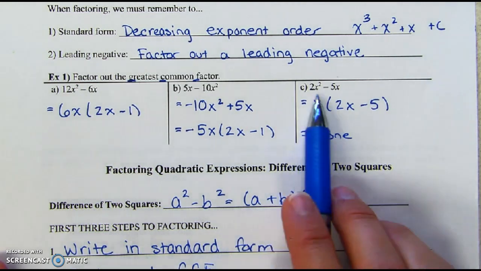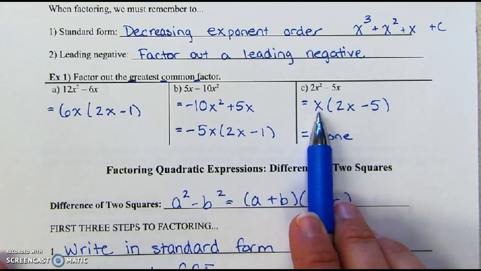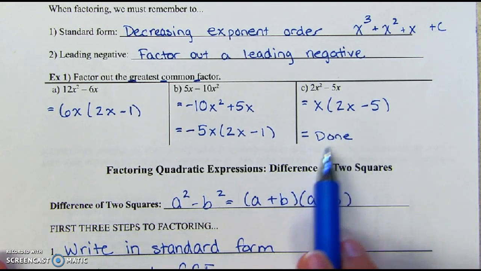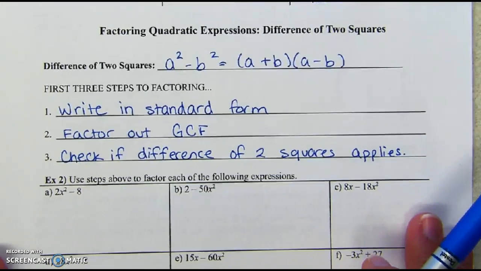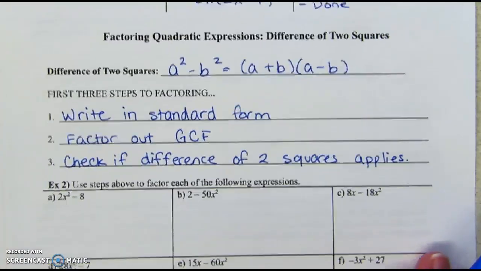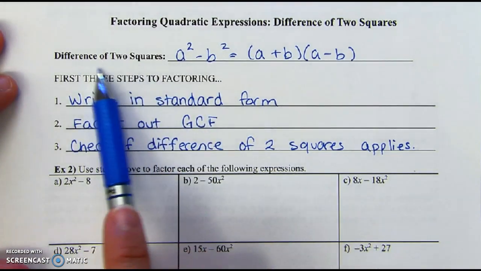Okay, this was in standard form, and the only thing in common was an x, so I factored that x out. I thought I had to keep going, but we were done. So that's greatest common factor. This is review. We're going to learn lots of new factoring, so we need to get through the review quickly. This is also review, difference of two squares.